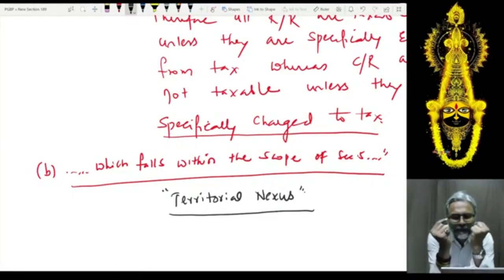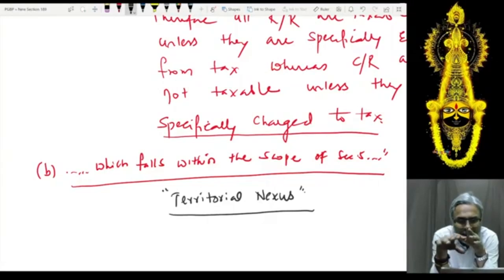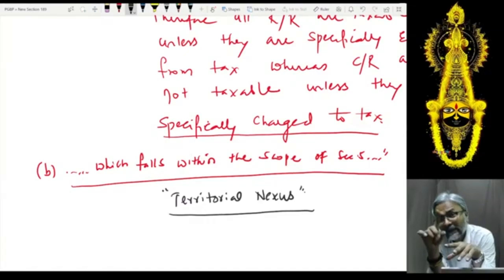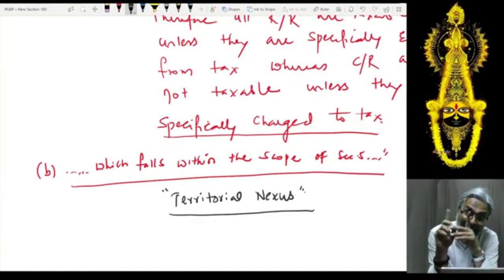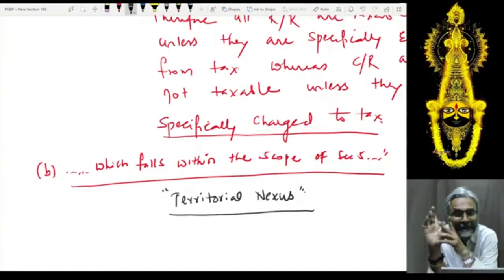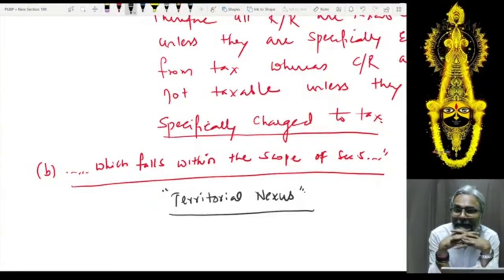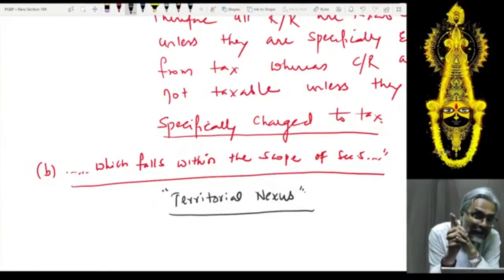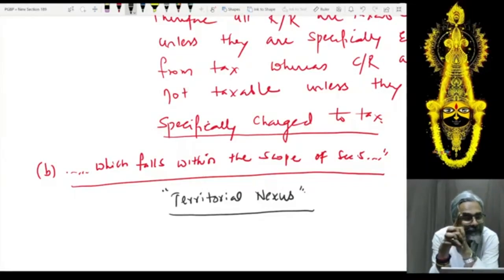So the nexus, students, should be either with the person, or if not with the person, then at least the income that the person has earned should have the nexus with what? With India. So either the person should have the nexus with India, or if the person doesn't have the nexus with India, then the income that he has earned should have a nexus with India. Only then the chargeability will be attracted.